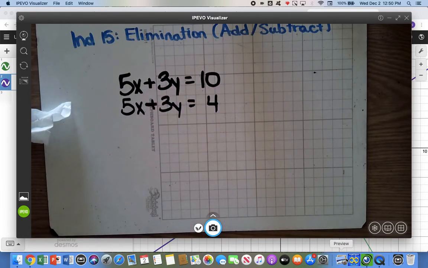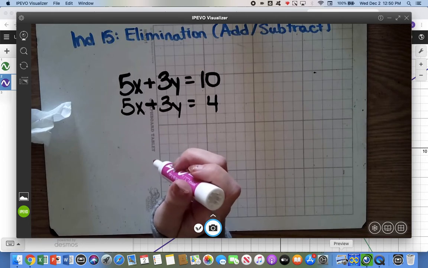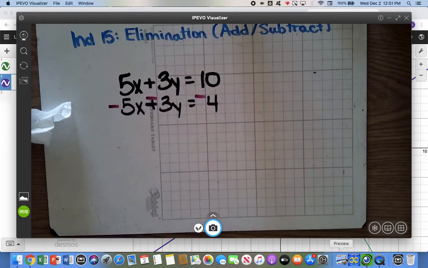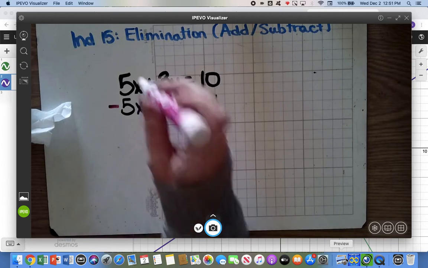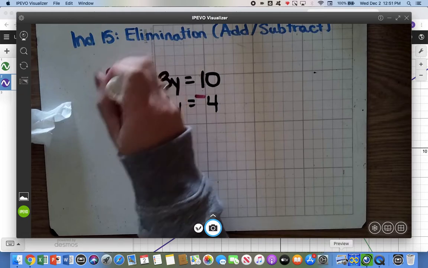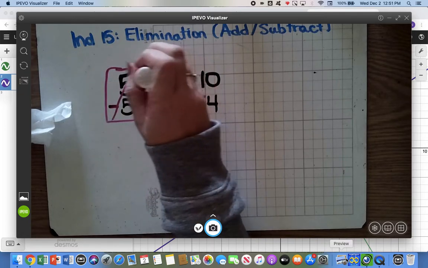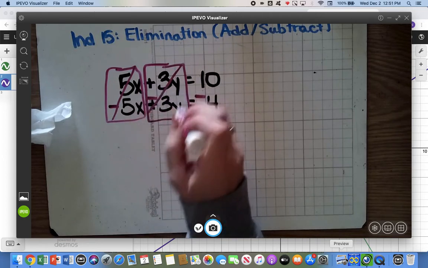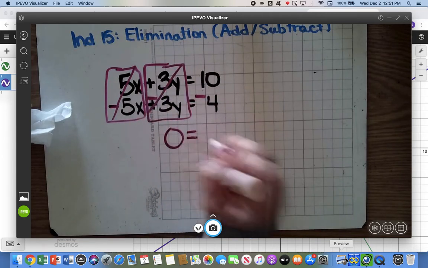Now, obviously, nothing eliminates here. But right now we have two positive 5's and two positive 3's. Now if I want to make these a negative, I can just make them a negative all the way across. And if you want to show your work that way, that's okay. So my x's, I now have a positive 5 and a negative 5. It becomes 0. All right, I have a positive 3 and a negative 3. That becomes 0.